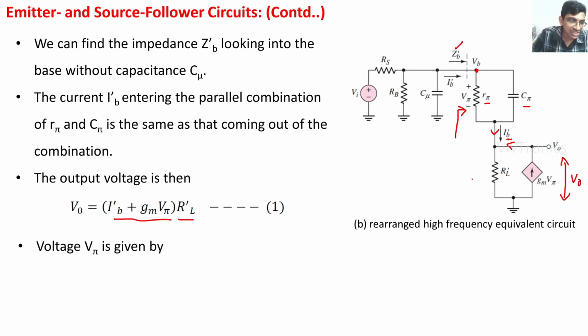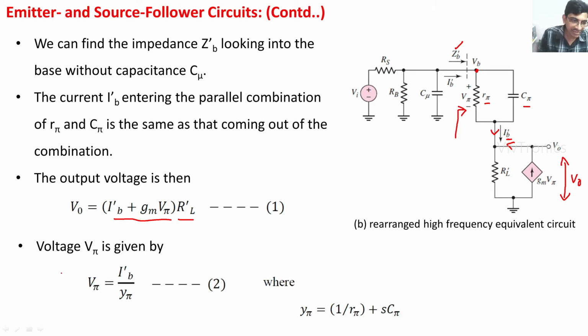Which was taken as equation number 1. And the voltage V pi can be given as, here V pi is the voltage across the parallel combination of R pi and C pi. That can be given as V = I into R. Here the current entering into this parallel combination is IB dash.